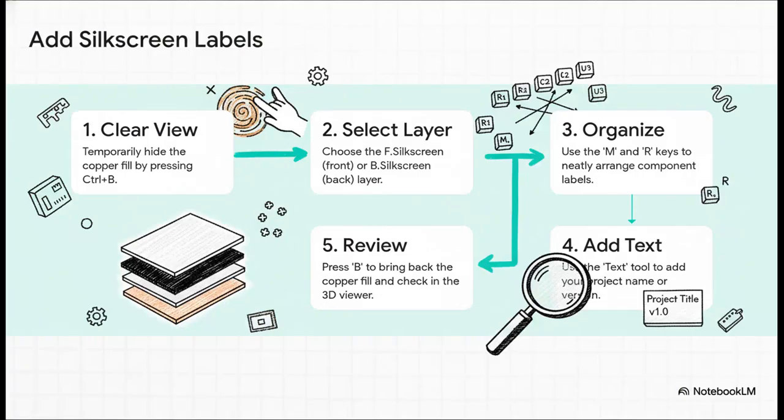So silkscreen is basically just the text that gets printed onto your board. KiCad puts labels on for you, but honestly, they're usually all over the place. Taking just a few minutes to clean them up is what really separates a decent board from a professional one. Just hide the copper fill for a second, select the silkscreen layer, and then use your M and R keys to move and rotate the labels so they're neat and easy to read. This is also your chance to add your project name or your signature.